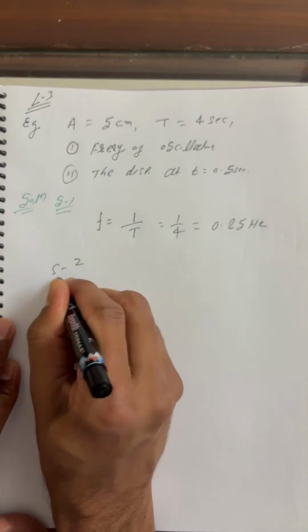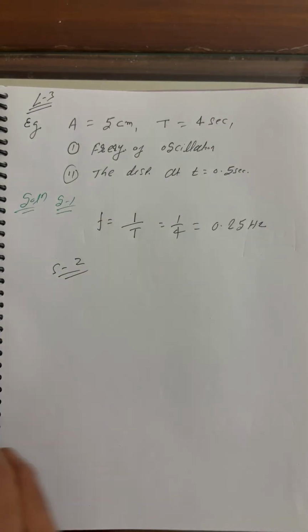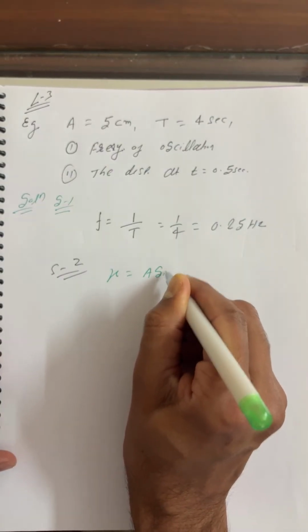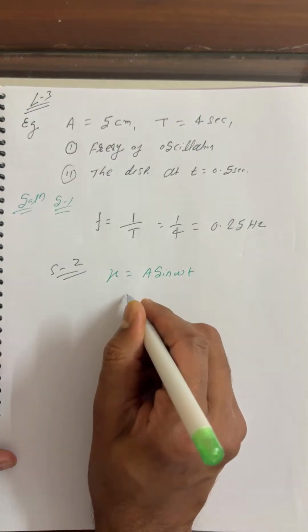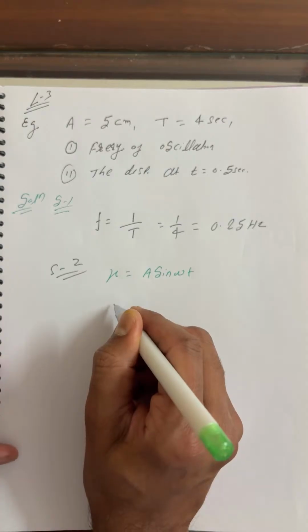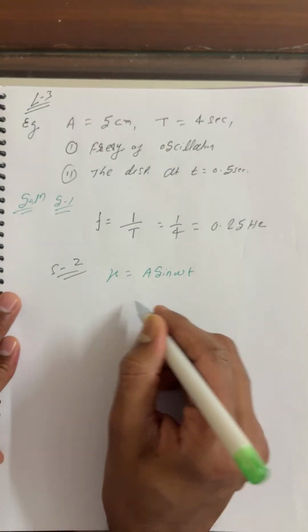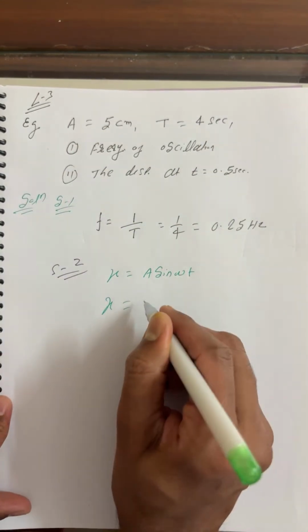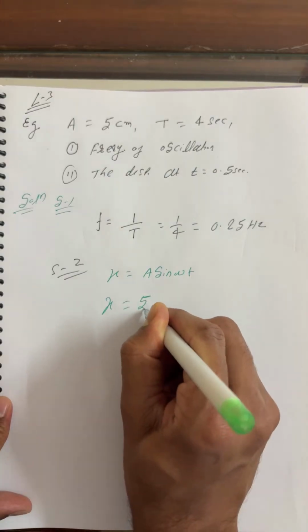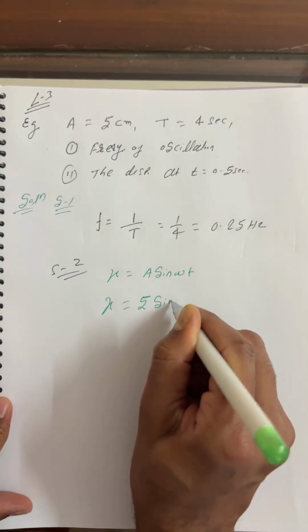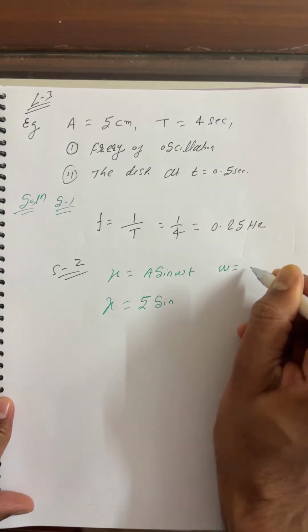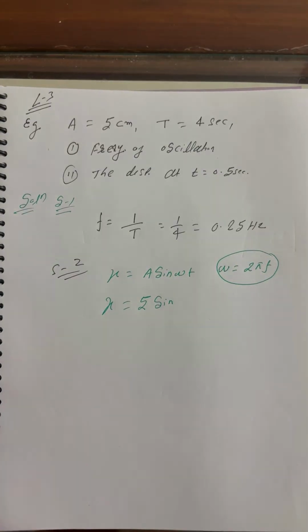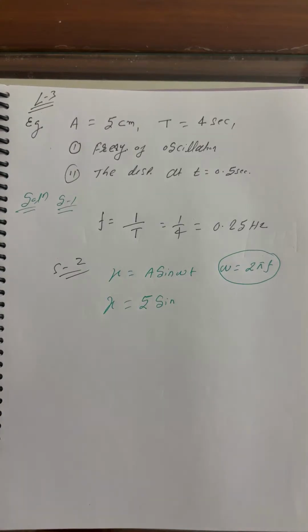Step two: what do they ask? Displacement, right? So for displacement, students, I'm going to use the equation of SHM: x equals A sine omega t. They mentioned here the time is 0.5 seconds. The amplitude is also mentioned: amplitude 5 centimeter. Now sine omega t, as I said in the previous class, omega is equal to 2 pi f, right?